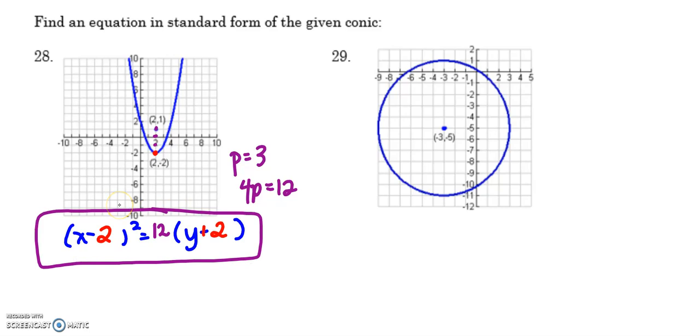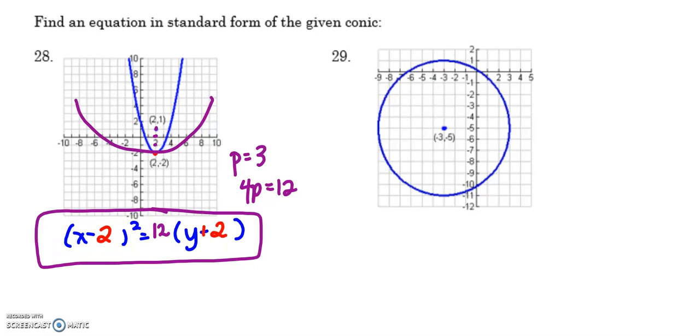So there is something to notice, this picture is not really drawn to scale because the focal chord length is supposed to be 12, which means that this should be a much wider parabola, but that's okay. We still got our key features from the focus and the vertex.